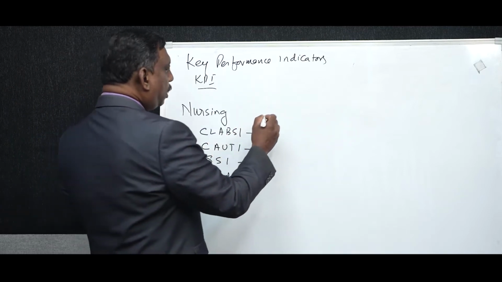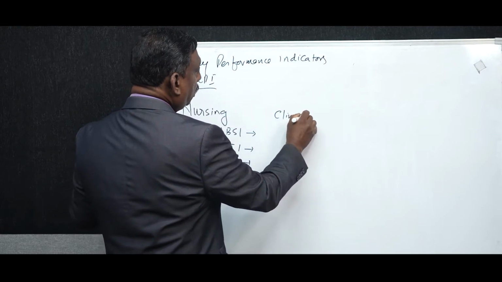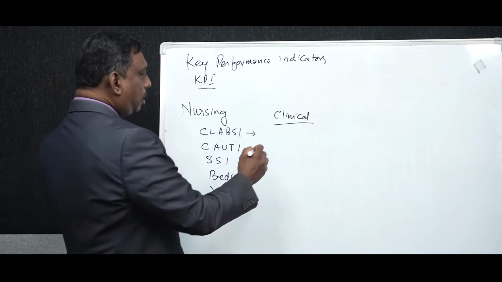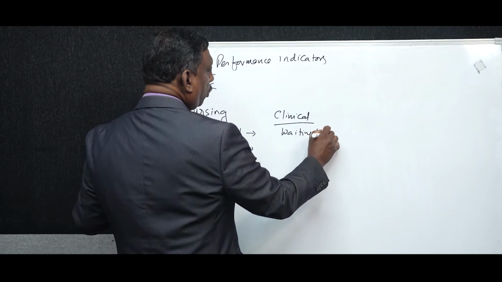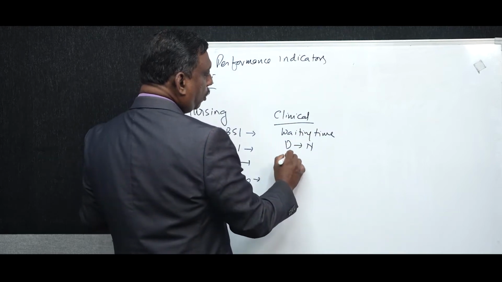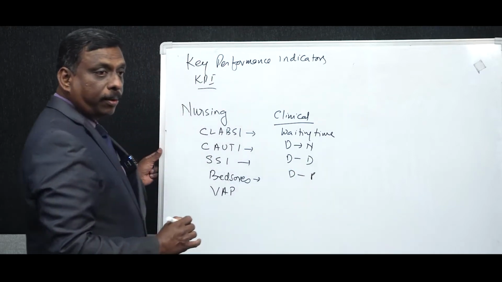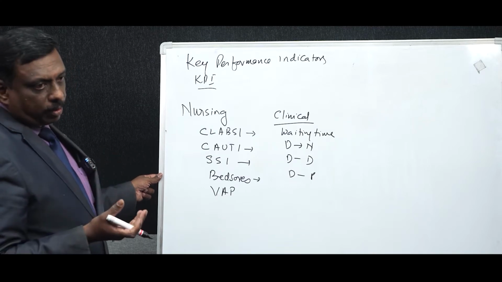Let us take another area like the clinical department, in the doctors' area especially. Let us take the waiting time in front of the doctor's OP: door to nurse time, door to doctor's time, door to procedure time. These are various times that are calculated to see the performance of that area.